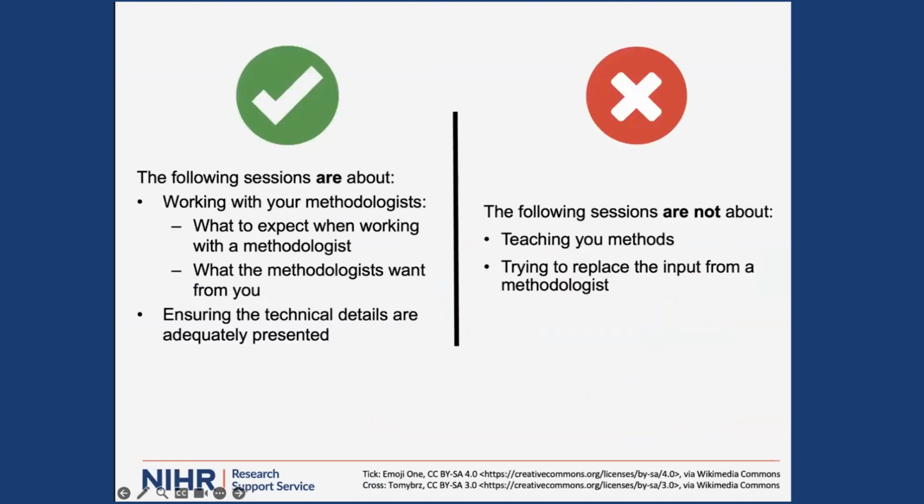The following sessions are going to talk a bit about how you work with your methodologist team members, what to expect when you work with the methodologists, what your methodologists will want from you, and how you make sure that those technical details are adequately presented. But what this isn't about is teaching you those methods, and it's definitely not about trying to replace any input that you would be getting from your methodologist team members. So this is really just a bit of framing for you.